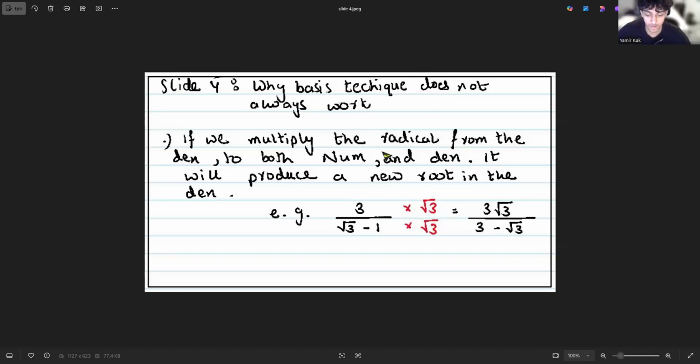For a denominator like radical 3 minus 1, the conjugate is radical 3 plus 1. And the reason the conjugate works so well is because of a handy algebraic identity, right? Difference of squares. So when we multiply our denominator by its conjugate, we get the difference of squares, and squaring a square root gets rid of the radical. So yeah, that's generally how it works. You can't always use the basic technique.